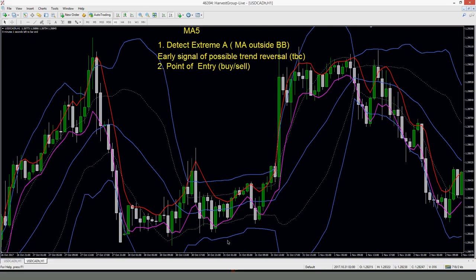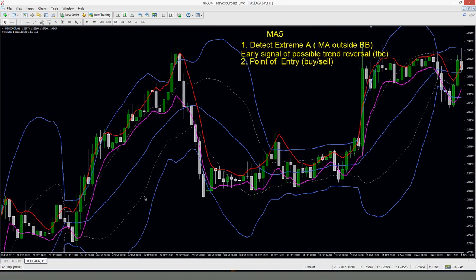The next function is obviously a point of entry, buy or sell. So what do I mean by this? Every time we look at MA5 high, whenever the price rejects MA5, then the price is going to go down. You can see here, the candle rejects MA5 high, so the price went down. As soon as it went down over here, as you can see, the candle rejects.